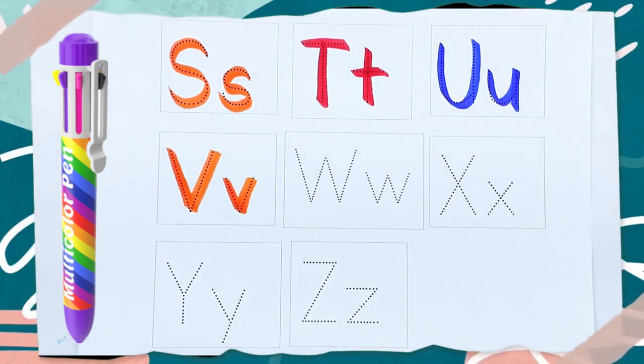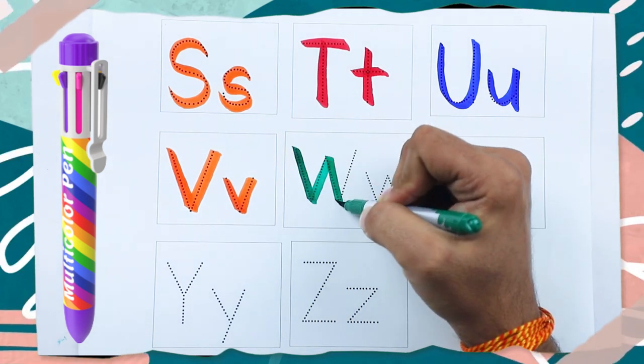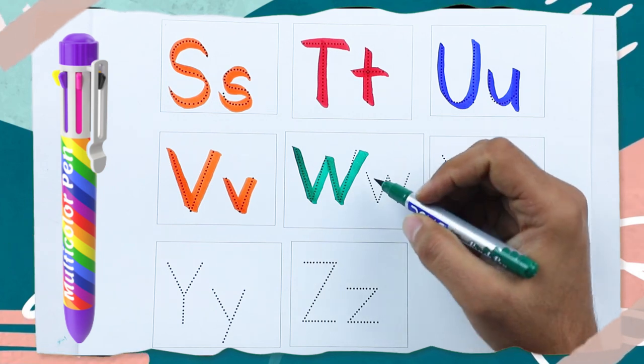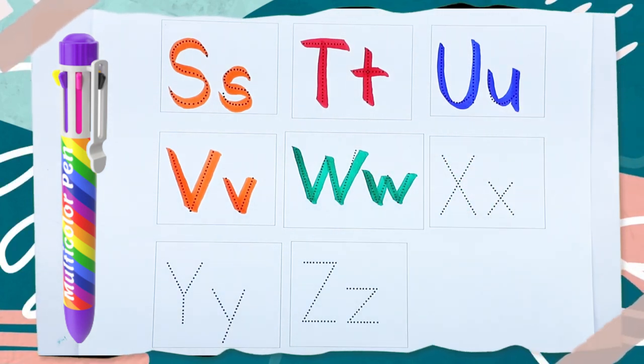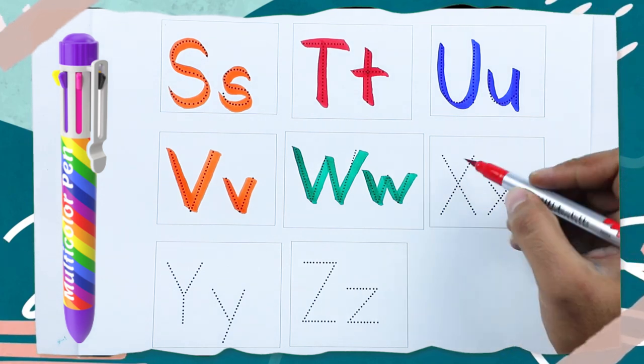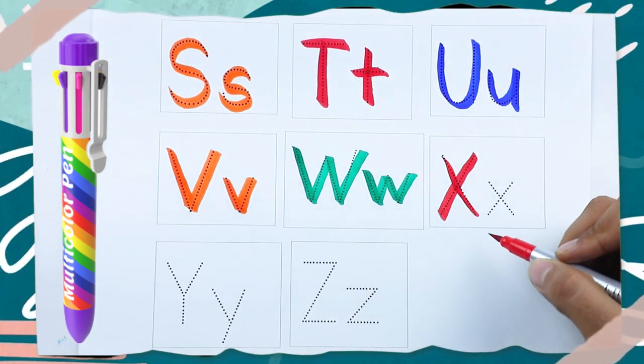V for van. Green color, W. W for watch. Capital W. Green color, small w. W for watch. Red color, capital X. X for Xmas tree.